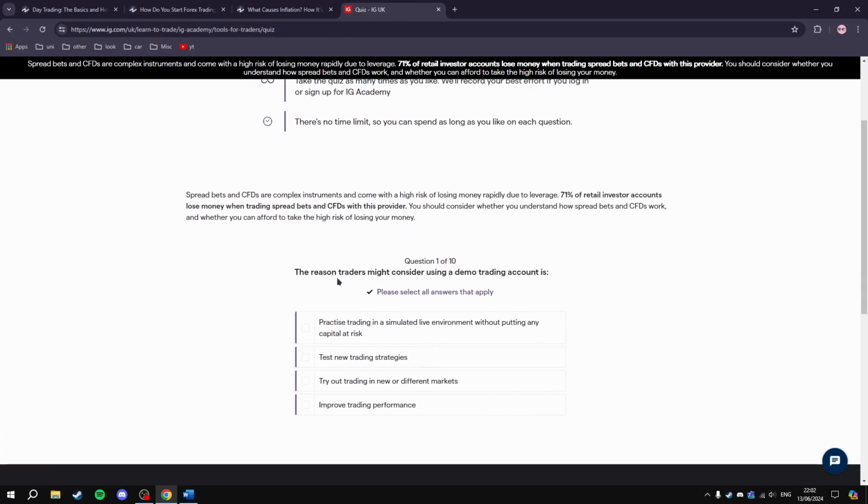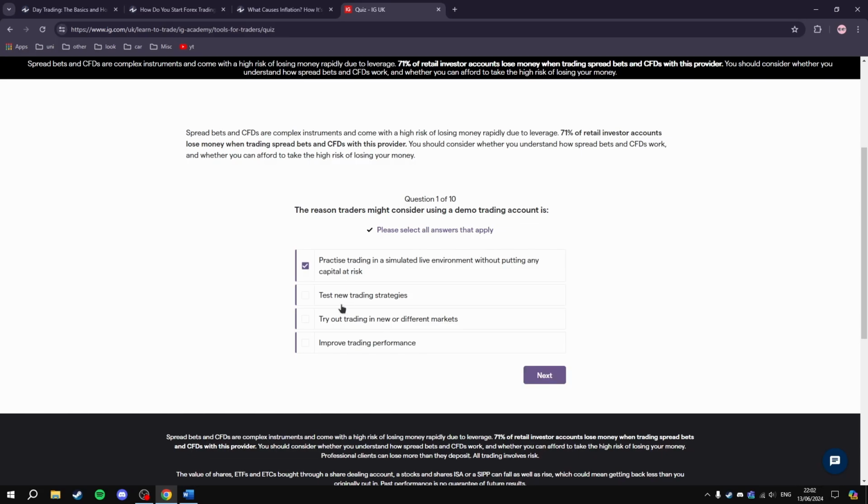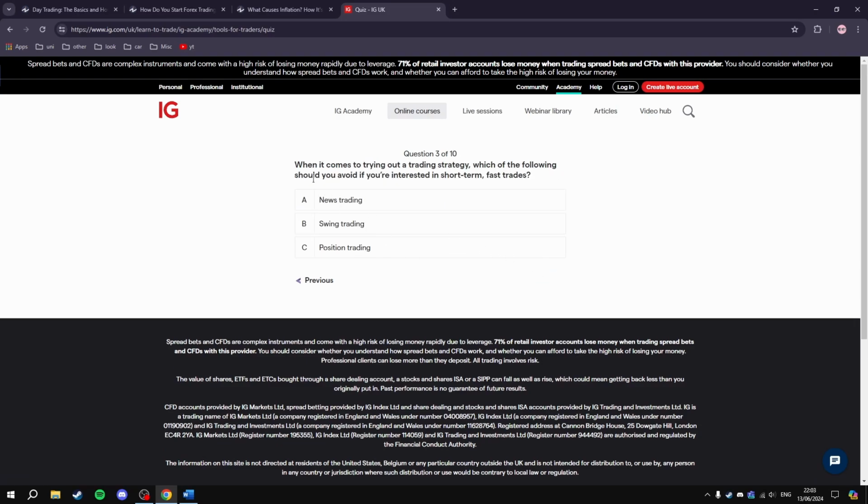So the reasons traders might consider using a demo account is to practice trading in a simulated live environment without putting any capital at risk. Yep. Test new trading strategies. Yep. Try out trading in new or different markets. Yep. Improve trading performance. Yep. So all of them. True or false? The best way to prepare for a live environment with a demo trading account is to try trading as many markets as possible with the highest amount of virtual currency. False. When it comes to trying out a trading strategy, which of the following should you avoid if you're interested in short-term fast trades? Should you avoid?